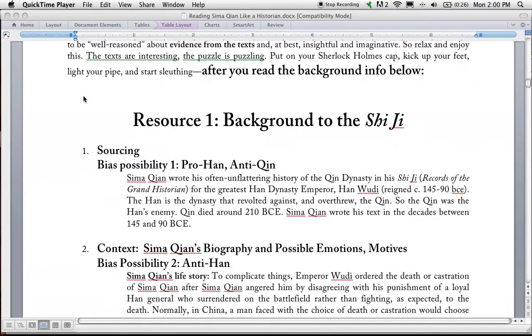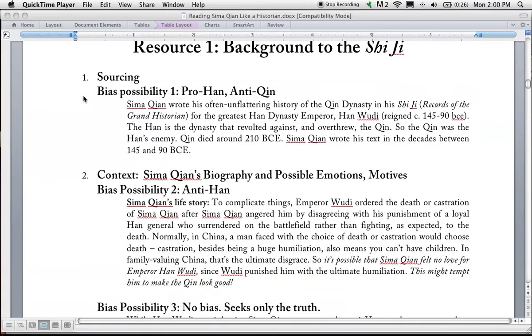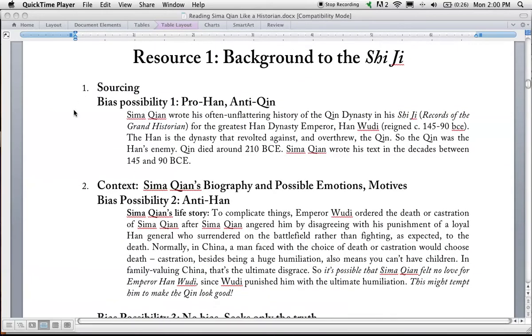Page 4 gives you, I've got 2 resources for you. First of all, I told you, Sima Qian, who wrote the Shiji, the Records of the Grand Historian, the Han Dynasty history that we're going to be reading, has an incredibly interesting biography. So it is very important that you understand this particular page, all right? Because you can't make good, reasoned, critical readings without understanding this page.